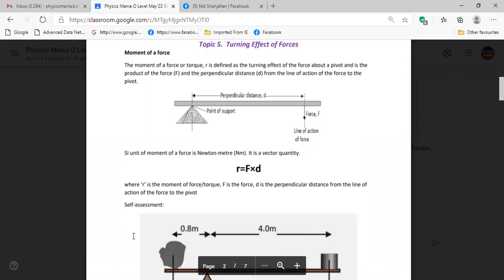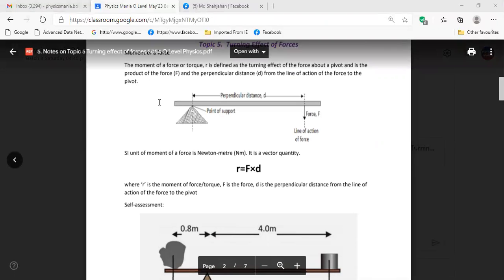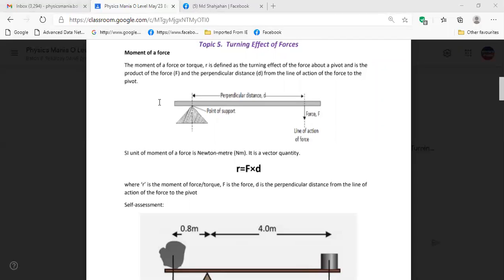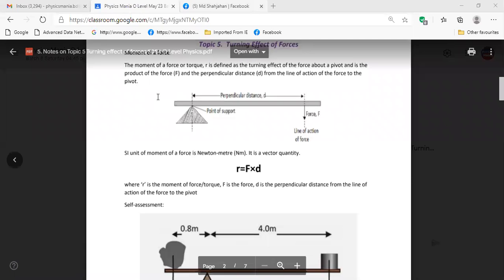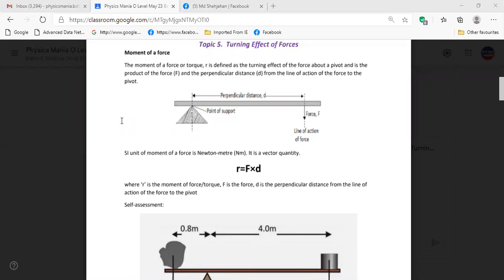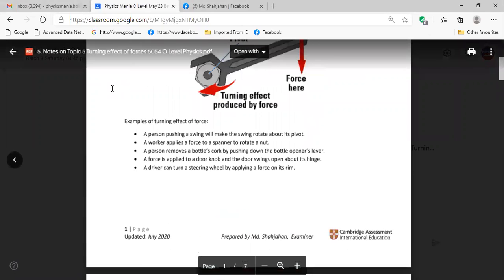Moment of a force. Can you read, Adita? Are you done that part? Adita, hello. Yes, sir, I got disconnected. Yeah, okay. I have a very poor internet connection. So here, did you write the examples? No, I couldn't hear anything. Please repeat it. The examples of turning effect of forces. Did you write?